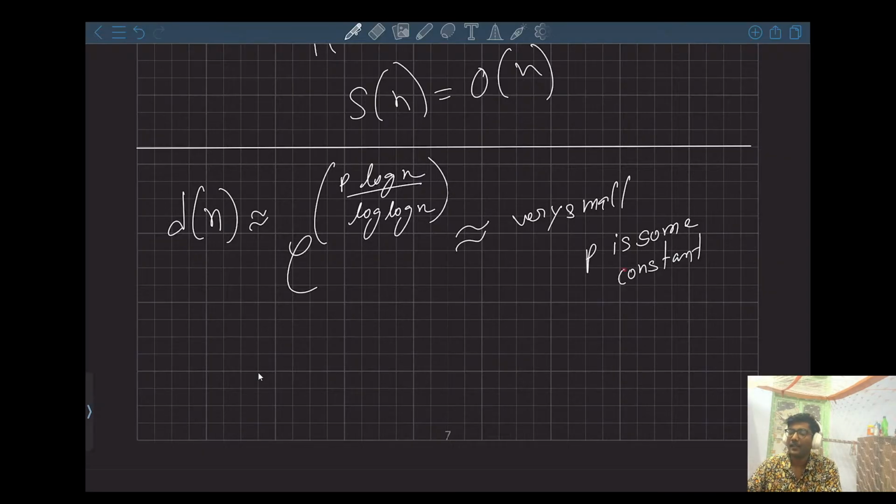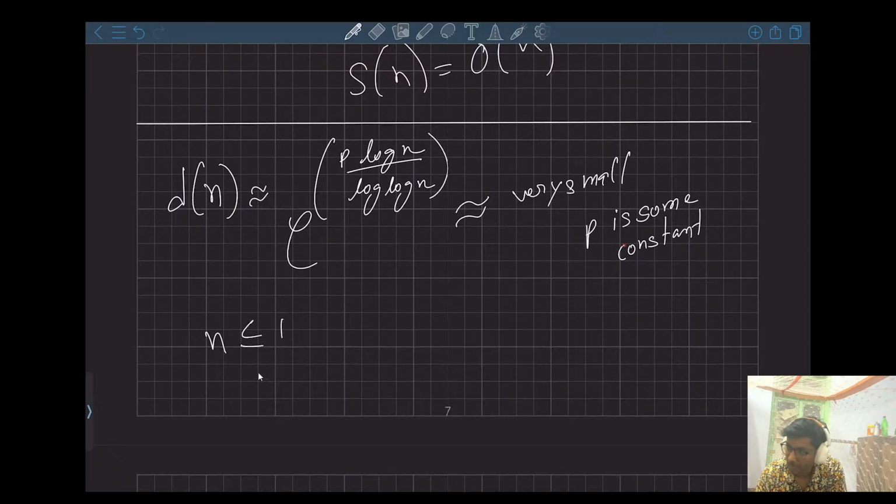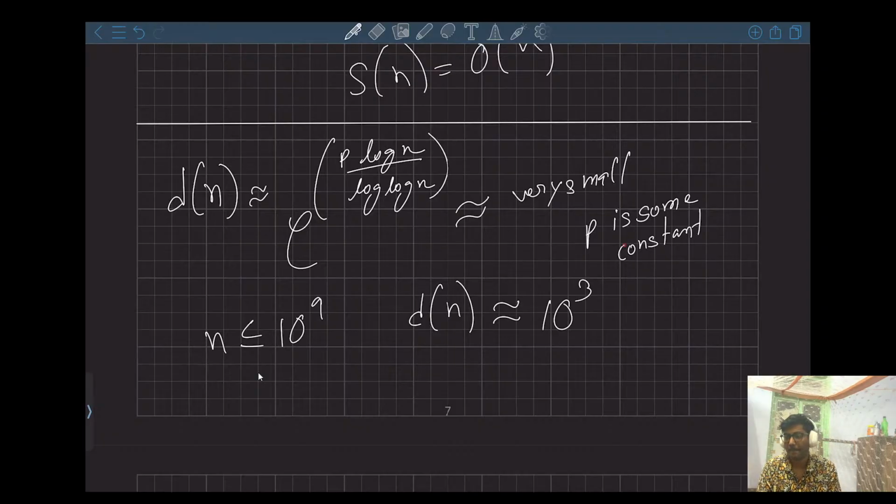So I should say that, for example, if n is up to 10 to the power 9, then d(n) is approximately 10 to the power 3, kind of. So that's a way of thinking. If n is up to 10 to the power 12, then d(n) is approximately 300.